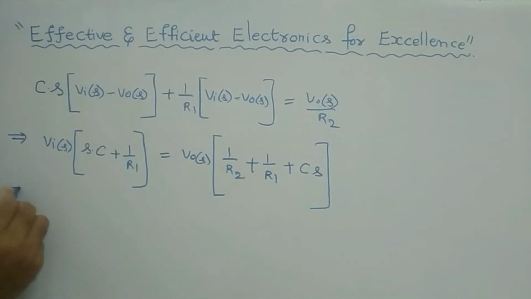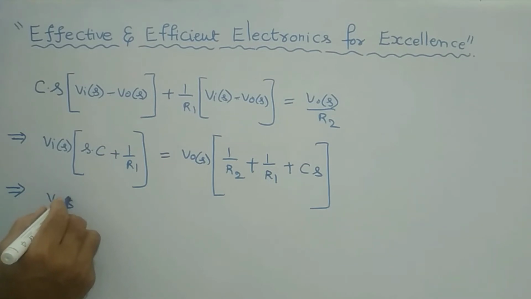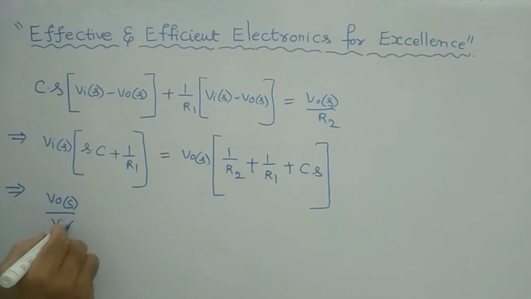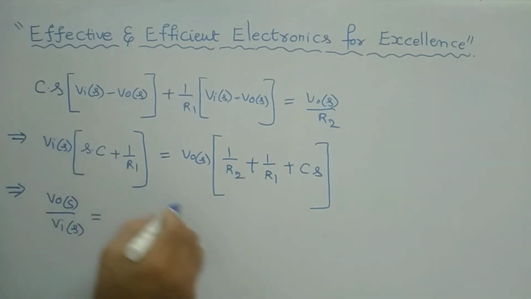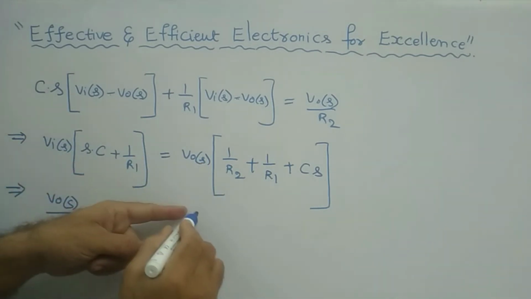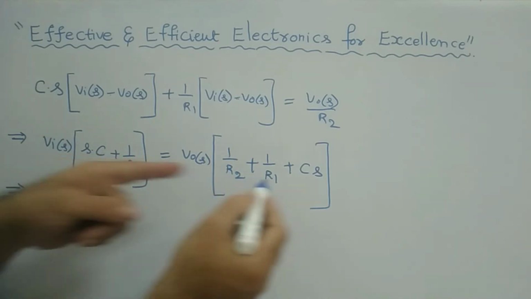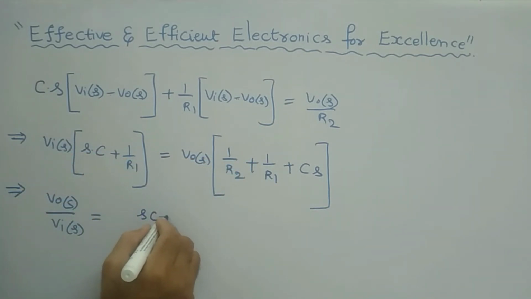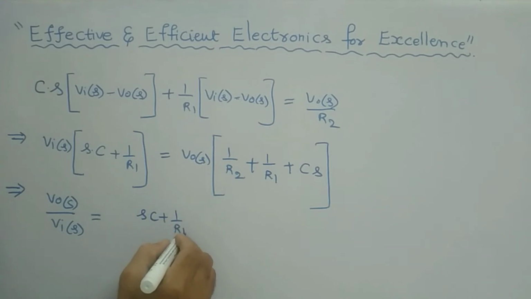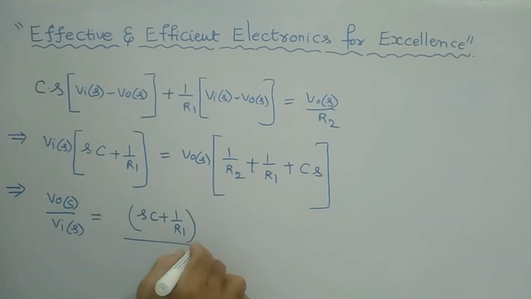This implies, clear. Now take the ratio V0 of S by Vi of S, means V0 of S by Vi of S. Bring this Vi of S here, then this will be here only. Then this comes in the denominator part, means that you have SC plus 1 by R1 by, what is this? 1 by R1 plus 1 by R2 plus S into C. Clear?